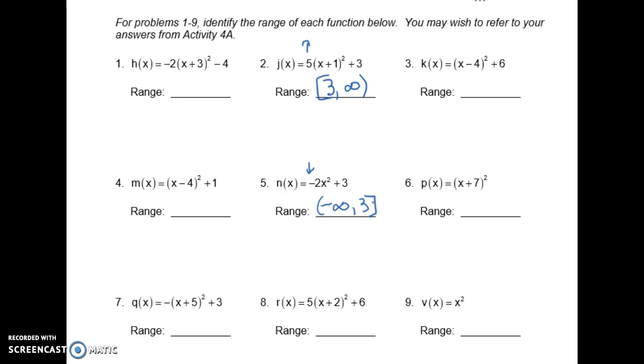Again, domain is a set of all your inputs, and the range is your set of outputs. For linear equations, the domain and the range are both negative infinity to infinity. For quadratics, your domain is negative infinity to infinity, but your range depends on the graph and depends on the equation. And you can pick that out knowing the concavity and the value of the y coordinate of the vertex.